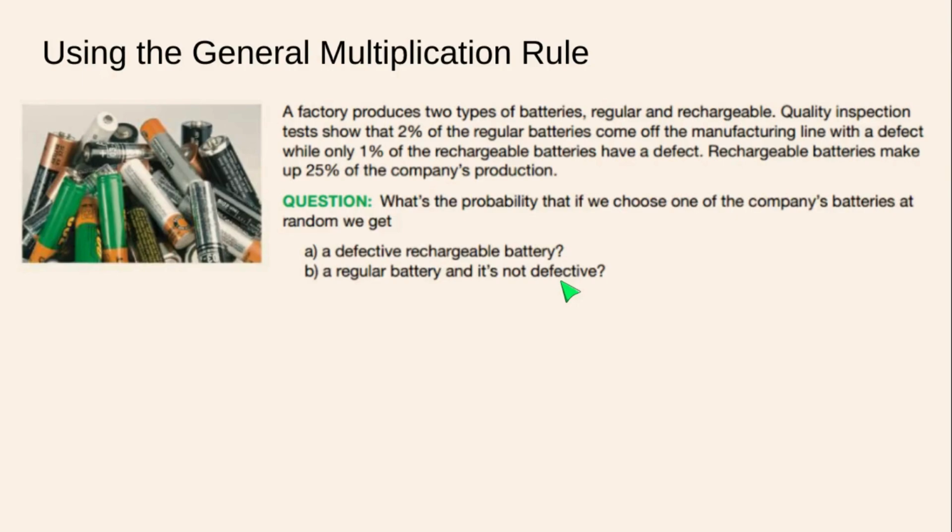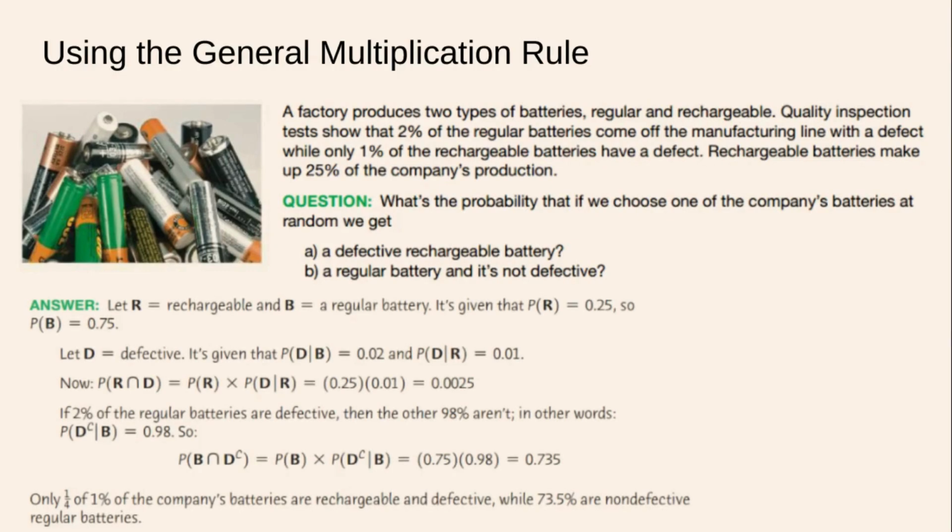Try this on your own if you would like, or you can just go right on ahead to the solutions. Okay, let's look at the solutions. The book does a good job with this one. We're going to let R be rechargeable and B be a regular battery. As I told you before, we're going to represent R as a rechargeable battery and B as just a regular battery. We can't use R for rechargeable and regular, so we got to be a little creative there, or the book had to be a little creative there.